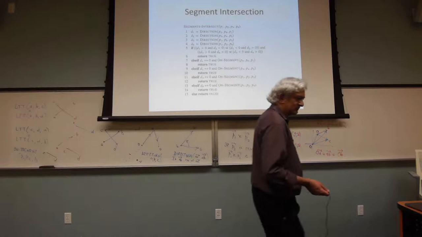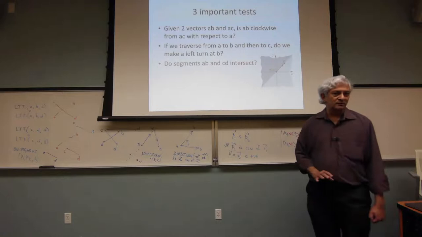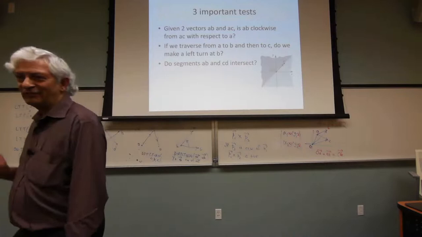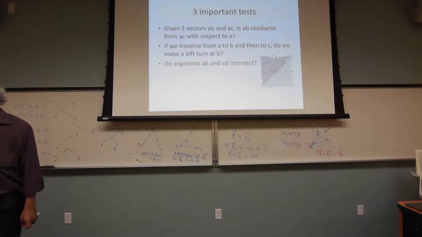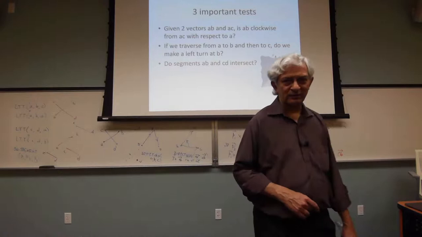So, what we have done is to solve all three problems that I promised. What you saw was that all of these are connected to the same left turn test. The left turn test is, if I'm driving from A to B and then to C, do I make a left turn at B or a right turn at B? That's the question. If I can solve that problem, all three are somewhat related and I can solve all three. And all three can be solved using vector algebra.